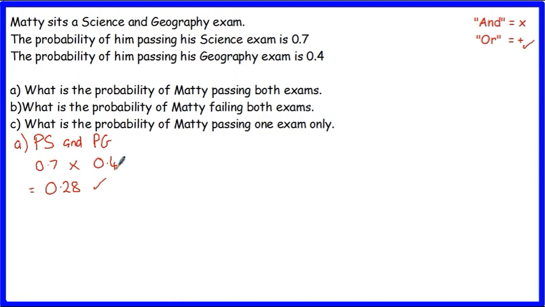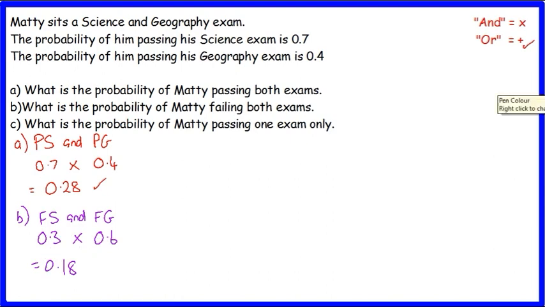Okay, let's look at a different one. So B, failing both exams. So failing science and failing geography. Failing science must be 0.3 because it has to add to one, 0.7 and 0.3. And failing geography is 0.6. So that's going to be 3 times 6 is 18, so 0.18.